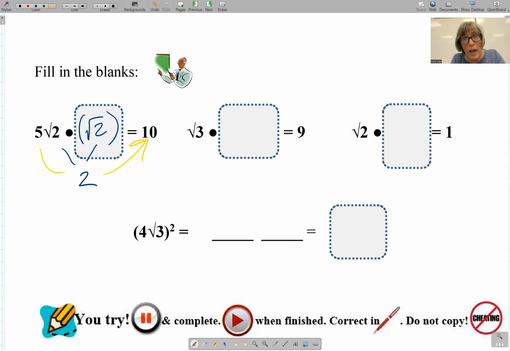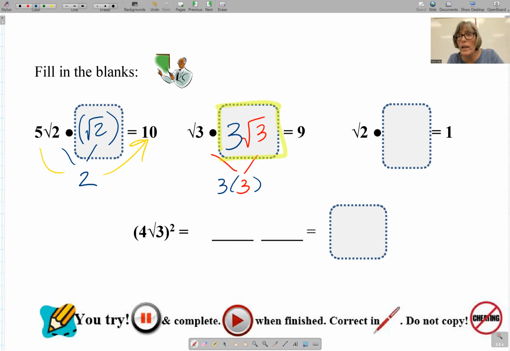Root 3 times what is 9? I know I need a root 3 here because root 3 times root 3 is 3. And then I need a 3 as well because 3 times 3 is 9. So my complete answer here is 3 root 3.